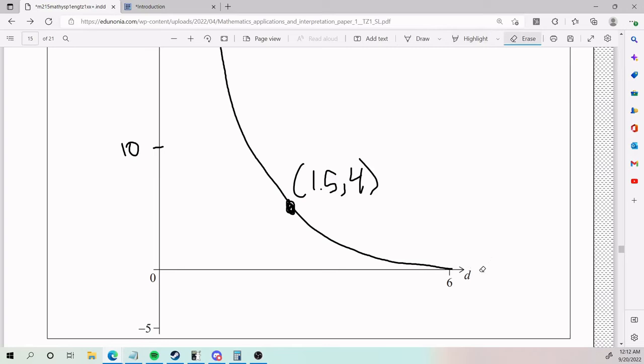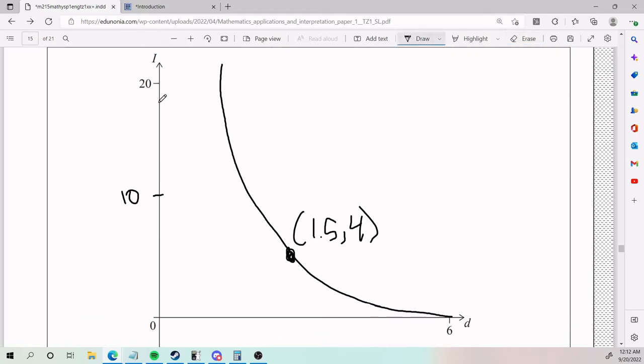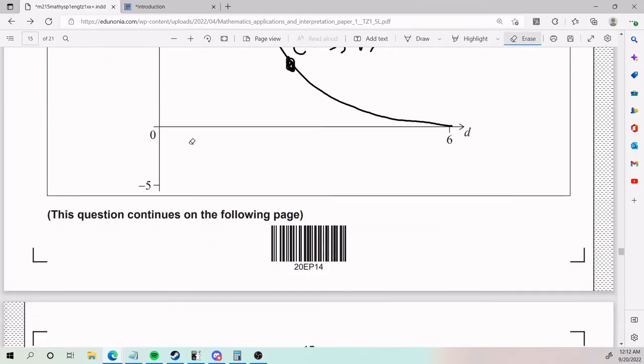It should look something like that. Make it end just at 6. Don't go like that. Leave it at 6, and you'll get full credit. And this little gap here will also make sure that you get full credit. So that's part A, that's part B.